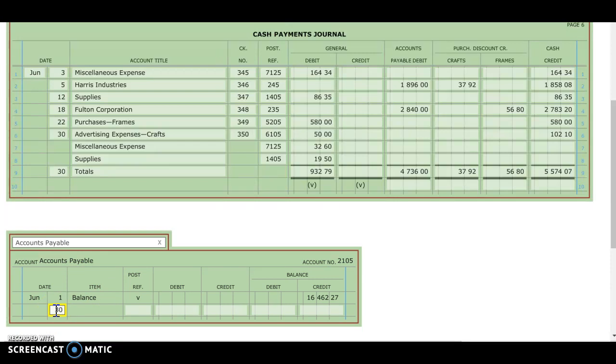Our date is the 30th. We are on CP6, Cash Payments Journal, page 6. We have a debit. We need to pay attention to our column heading. So we have a debit of $4,736. And then we need to find our new balance. Since we have a credit and then a debit, we are going to be subtracting. Okay, our new balance then for our accounts payable is going to be $11,726.27. Account number 2105 is going to go back up to the top.